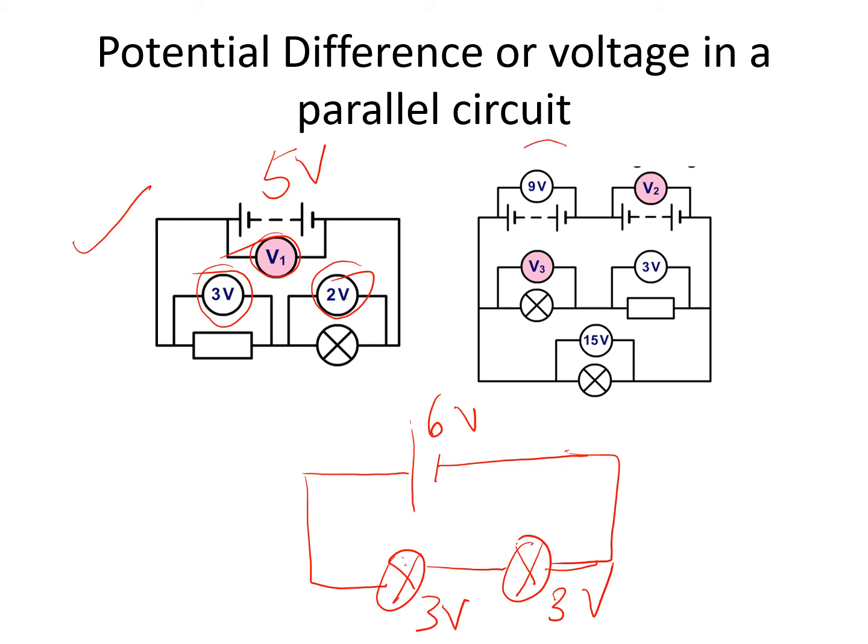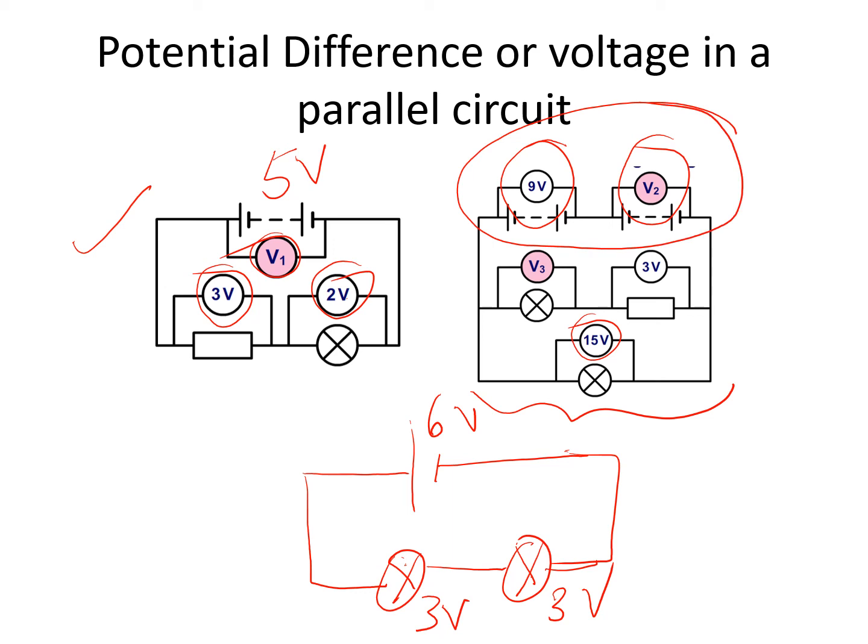Okay. Now let's look at this one. So here it says it is 9 volt, but we don't know how much it is. But what does it say in this branch? The voltage across that branch is 15 volt. In a parallel circuit, what did I say before? The voltage in each branch is the same as the voltage across the power supply. So if here there is 15 volt, it means in this branch also it should be 15 volt.